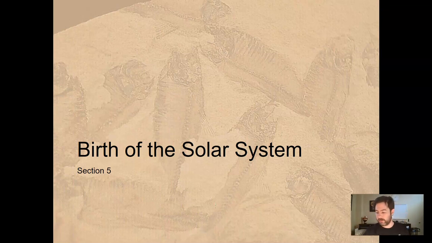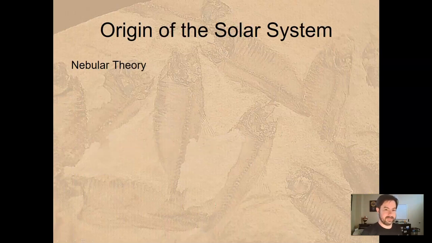Welcome back. All right, we talked about the birth of the universe about 13.7 billion years ago. Now let's talk about the birth of the solar system. That has to do with another theory, not necessarily the Big Bang theory, but something called, wait for it, nebular theory. Okay?